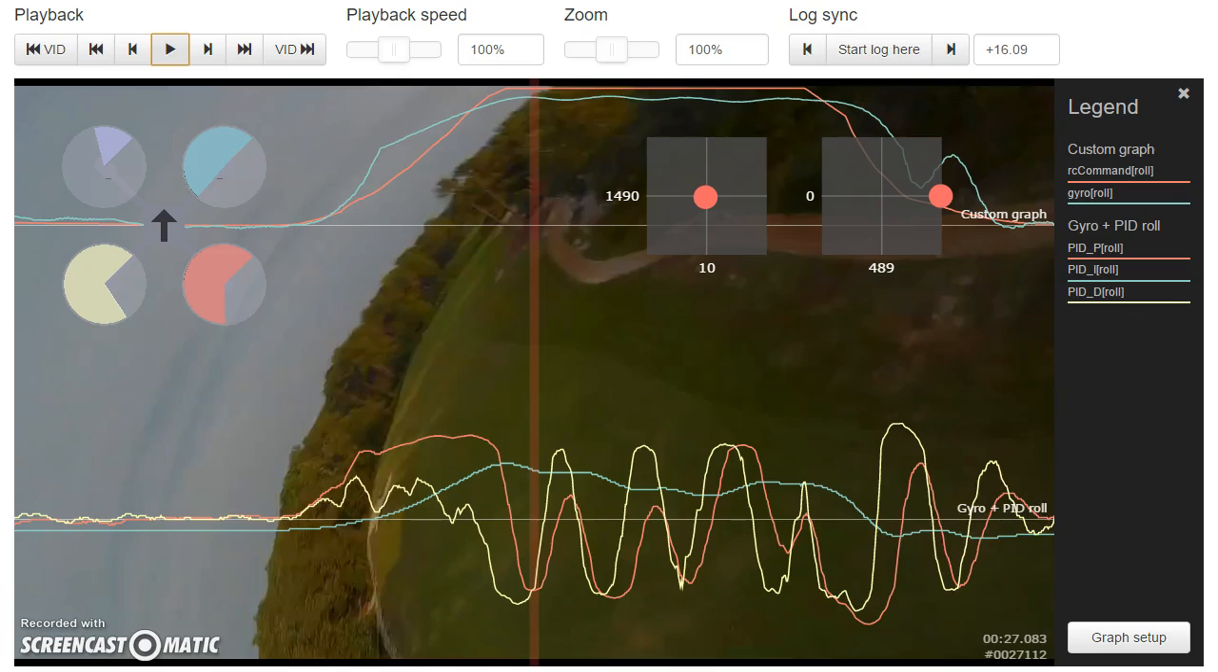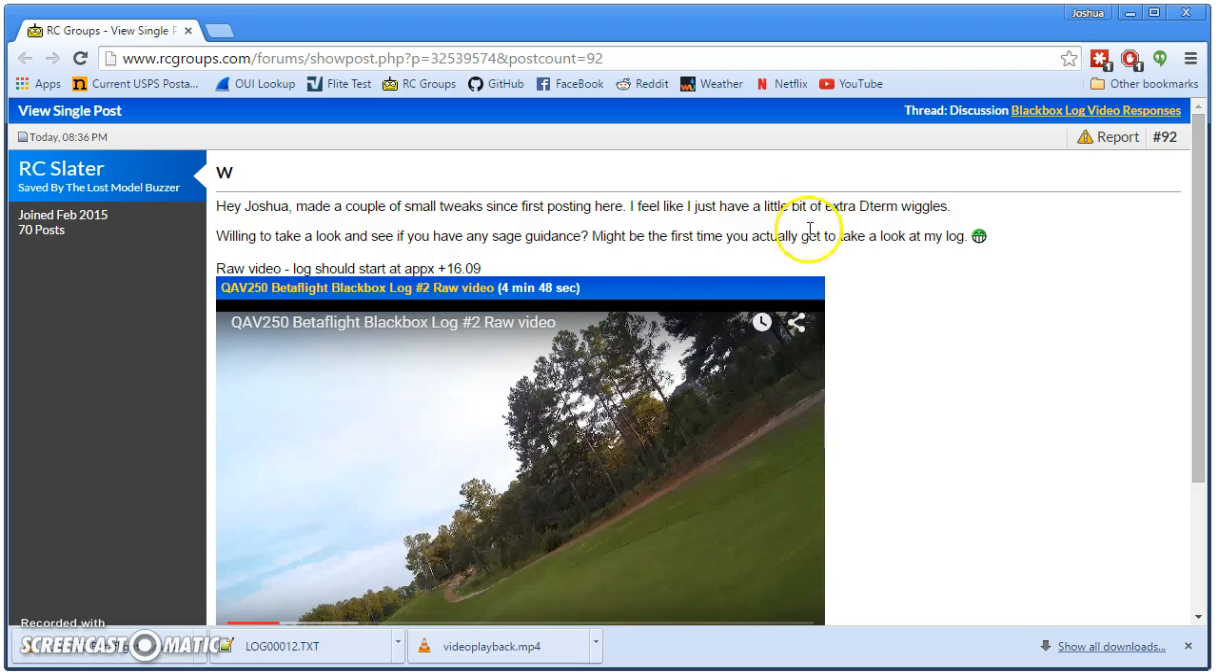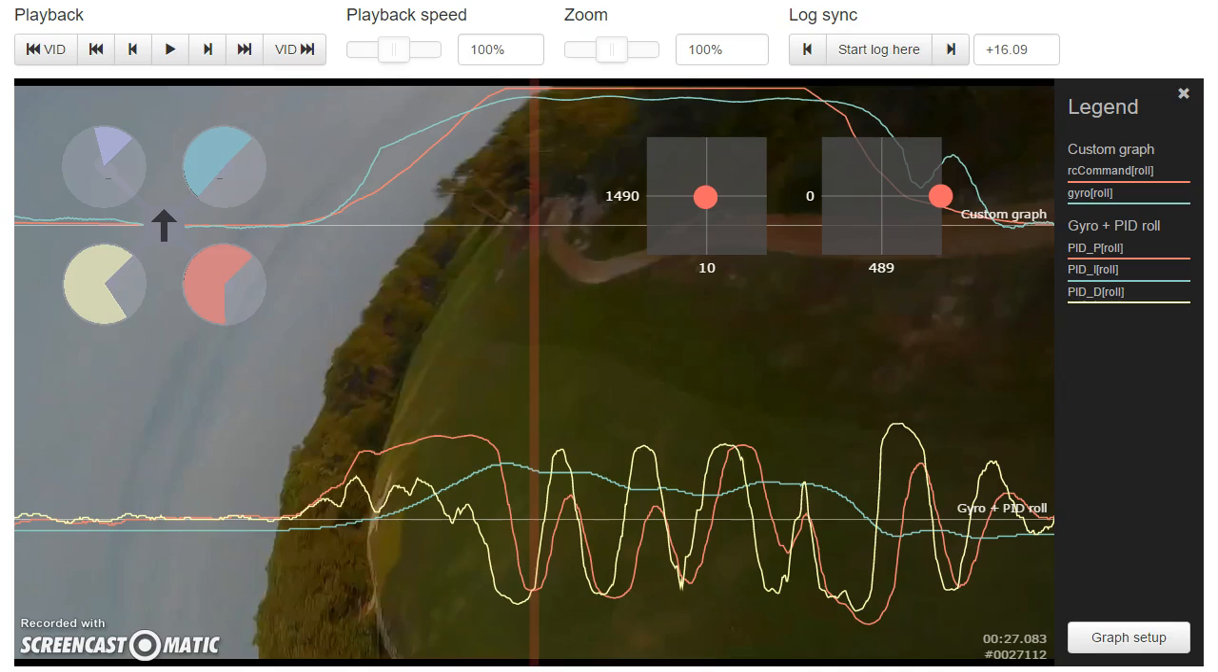So you suggested in your post that you thought you had extra D-term wiggles, but I don't see anything in your flight video that looks to me like D-term noise. Excess D-term results in it looking like there's too much noise coming out of your gyro, which would cause sort of random twitches and wiggles. And maybe if you were to point to a timestamp in the video, I would see that and go, oh yeah, no, I see what you're saying.